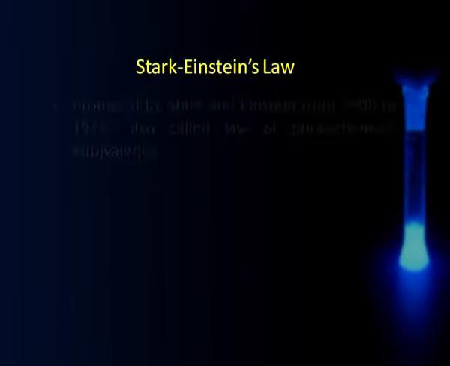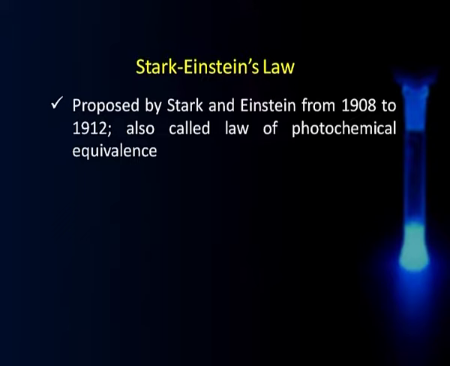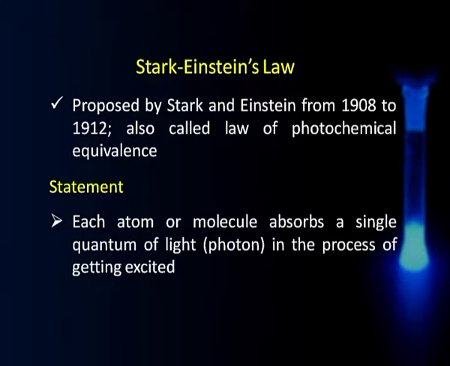Okay. Let us move on to the second law, called the Stark-Einstein law. This law was proposed by Stark and Einstein somewhere between 1908 and 1912, and is also called the law of photochemical equivalence. It is a very important law. What it states is that each atom or molecule absorbs a single quantum of light. We know that a single quantum of light is called a photon. That means suppose there is a molecule M, it will pick up a photon and get excited to become M star, or M excited, and in this process it will take up only a single photon. That is the Stark-Einstein law of photochemical equivalence.